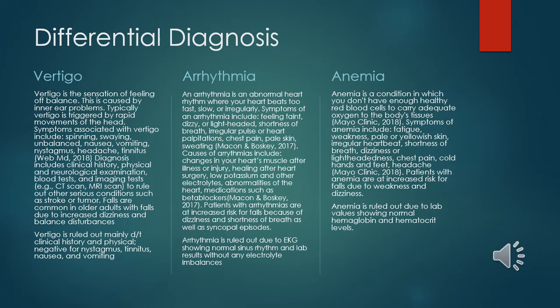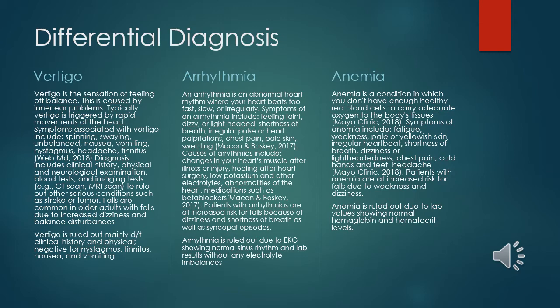Differential diagnoses include vertigo, arrhythmia, and anemia. Vertigo is the sensation of feeling off balance. This is caused by inner ear problems. Typically, vertigo is triggered by rapid movements of the head. Symptoms associated with vertigo include spinning, swaying, unbalanced feeling, nausea, vomiting, nystagmus, headache, tinnitus.